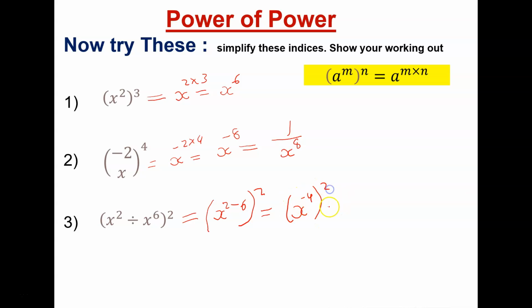Then, to the power of 2. And that gives you x to the power of minus 4 times 2. And that gives you x to the power of minus 8, which is again 1 divided by x to the power of 8. So in principle, this one and this one are the same.